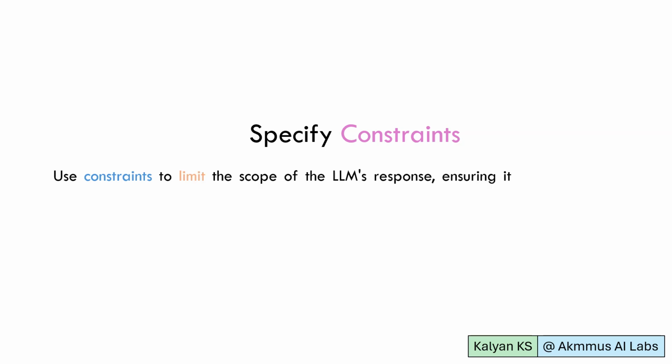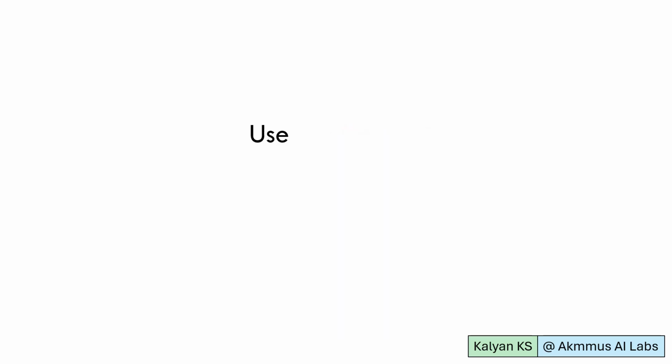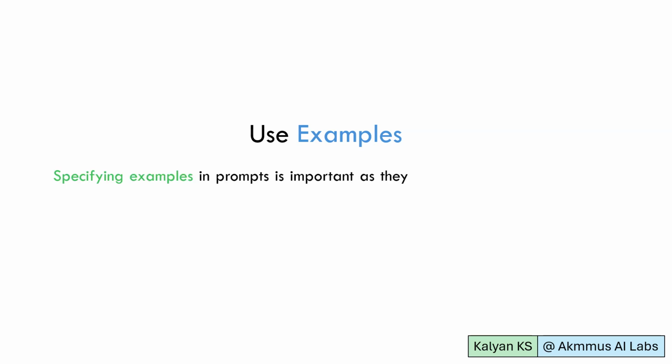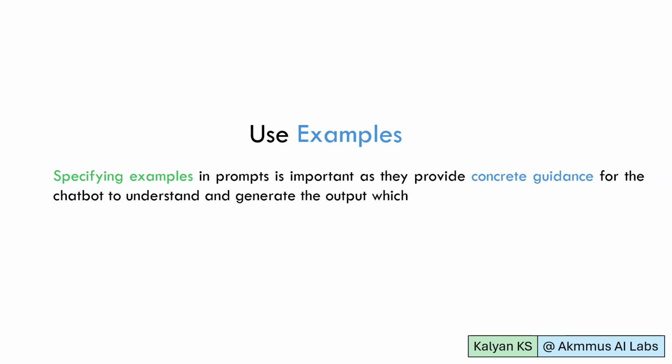The eighth tip is specify constraints. Use constraints to limit the scope of the LLM's response, ensuring it stays relevant and focused on your specific needs. The ninth tip is use examples. Specifying examples in prompts is important as they provide concrete guidance for the chatbot to understand and generate the output, which is in line with the given examples.